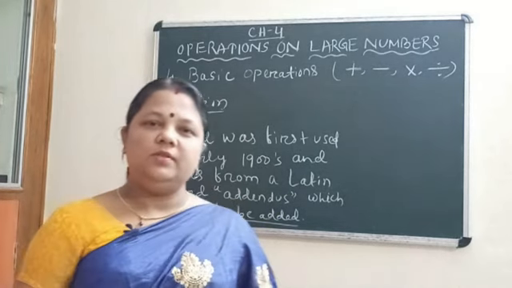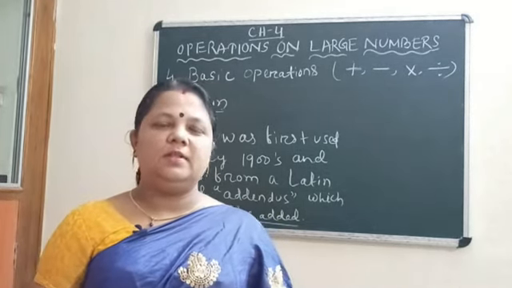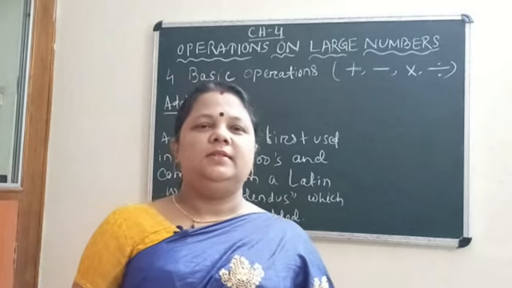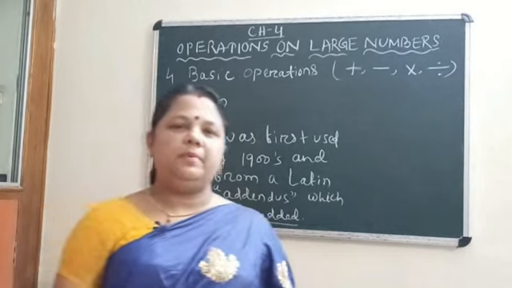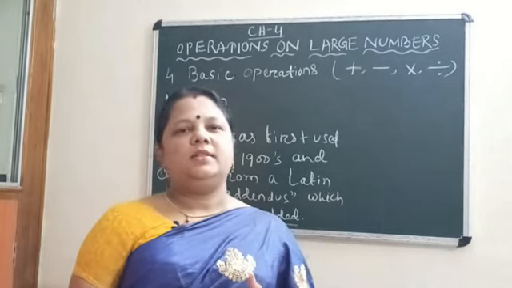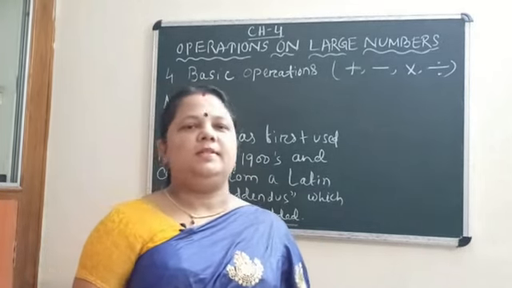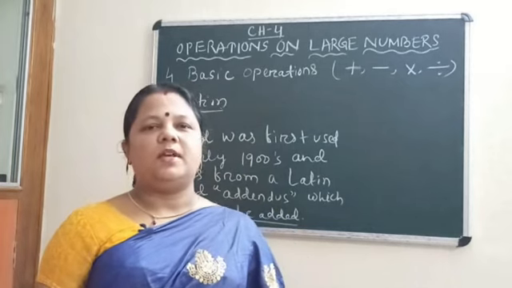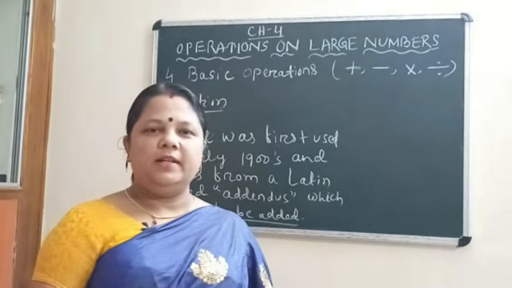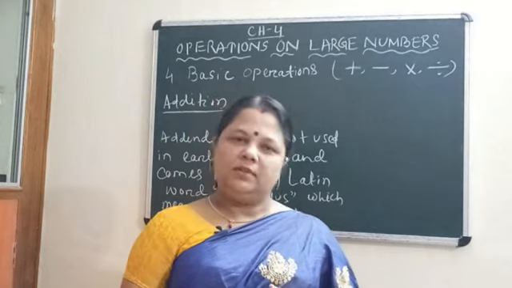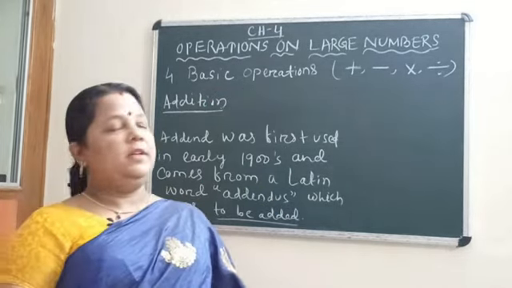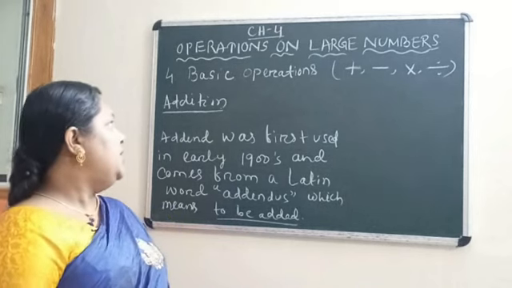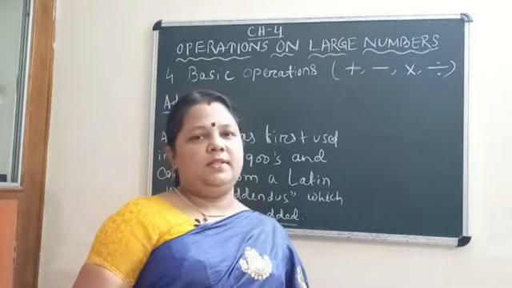Today we are going to start a new chapter because we have already completed 2 chapters and discussed so many things: numbers, types of numbers, number systems, how many systems, how to write in different systems, how to expand, how to write in compact. All these things we have already discussed. So today we are going to discuss a new chapter, chapter 4, operations on large numbers.